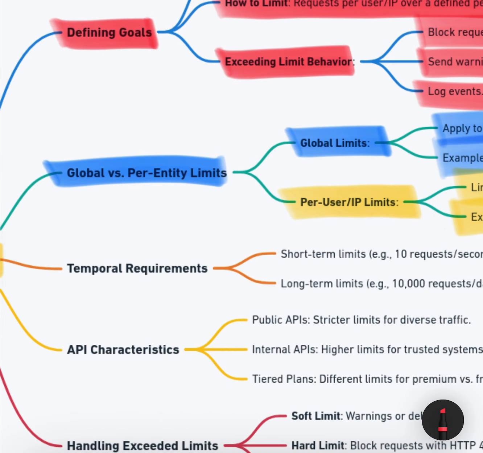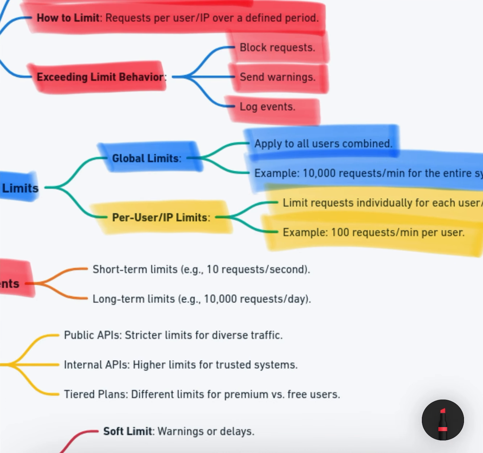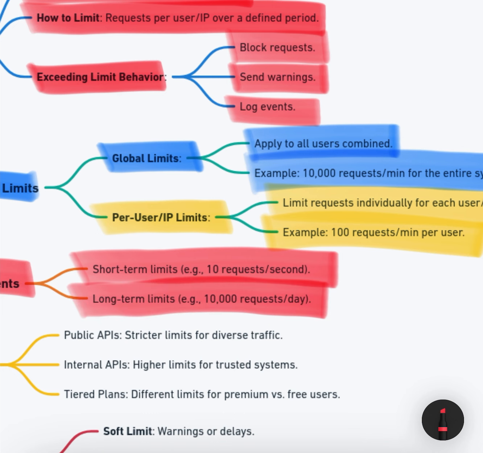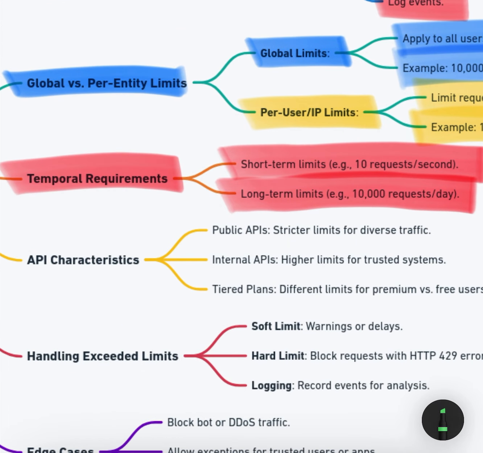4. Temporal requirements. Short-term limits. Example, 10 requests per second to prevent instant overload. Long-term limits. Example, 10,000 requests per day to control sustained usage. By defining these, you can combine limits at different time intervals to strike a balance.